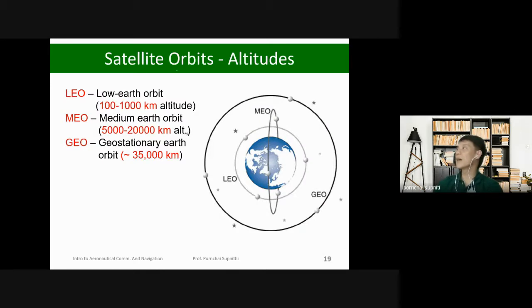Typically for satellites, there are different orbits, like low Earth orbit, or LEO, about 100 to 1000 kilometers altitude, medium Earth orbit, or MEO, which is 5000 to 20,000 kilometers altitude from Earth, and geostationary Earth orbit, which is about 35,000 kilometers. For GNSS, they are all in here.